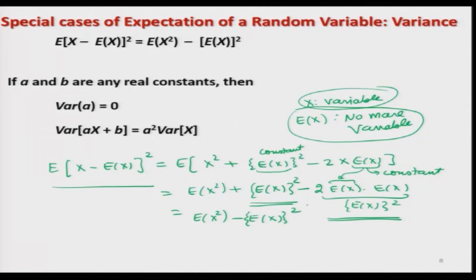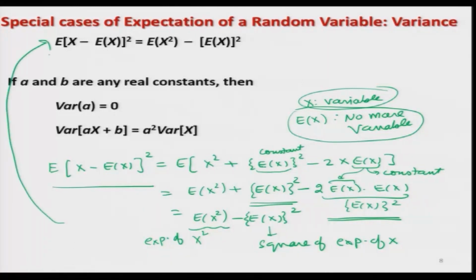So you have to be very careful that the first term is the expectation of x square, and this is the square of the expectation of x, right. Sometimes students get confused with the two symbols and notation, but you can see that these are two different quantities, and this is precisely what I have written here, right.